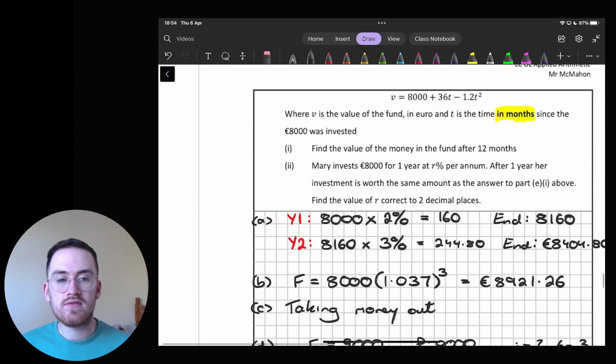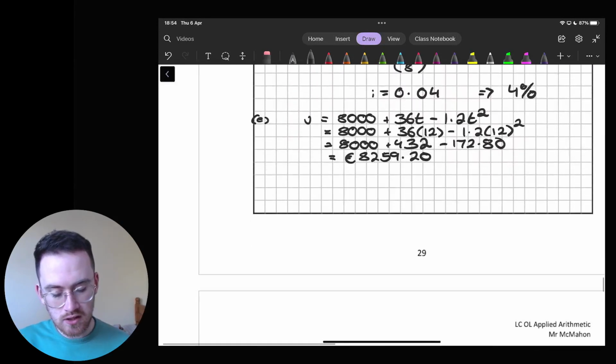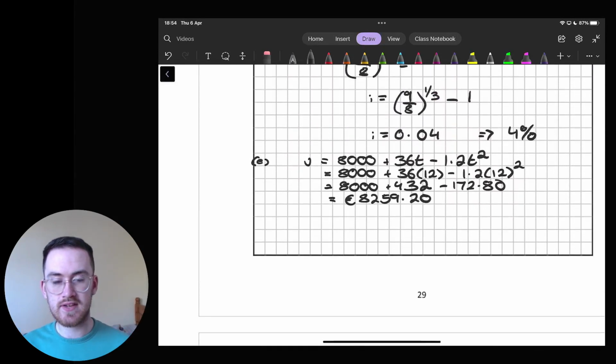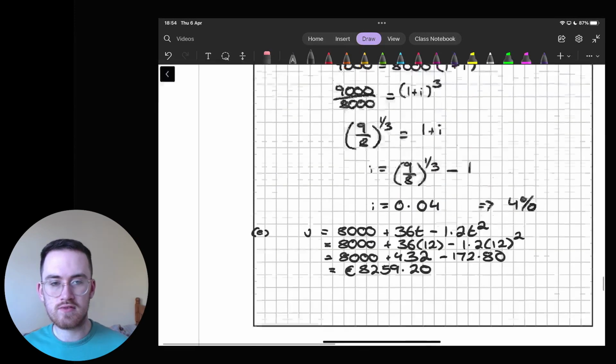Mary invests 8,000 for 1 year at r% per annum. After 1 year, her investment is worth the same amount as that answer that we got in the first part. Find the value of r correct to 2 decimal places. So at the end of 1 year, her investment is worth what we have here, 8,259.20. So r percent of her investment is worth that.